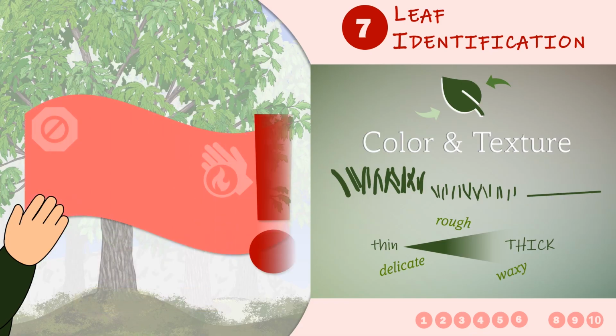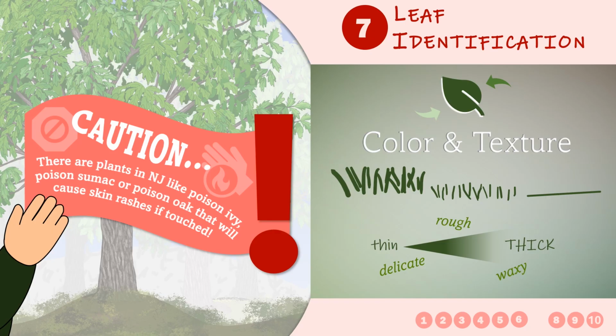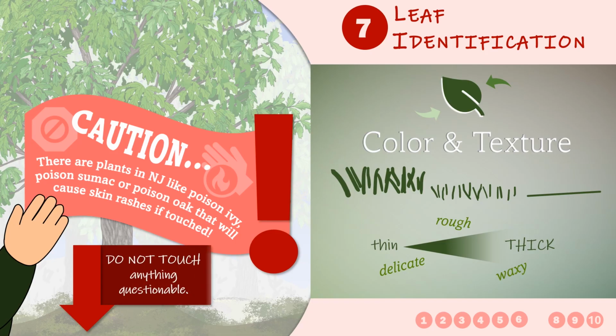But use caution. During your New Jersey travels, you may come across poison ivy, poison sumac, or poison oak. These plants contain an irritating oil that causes skin rashes. Before getting too touchy-feely out there, check our guide to itch-inducing plants in New Jersey, linked in the description box.